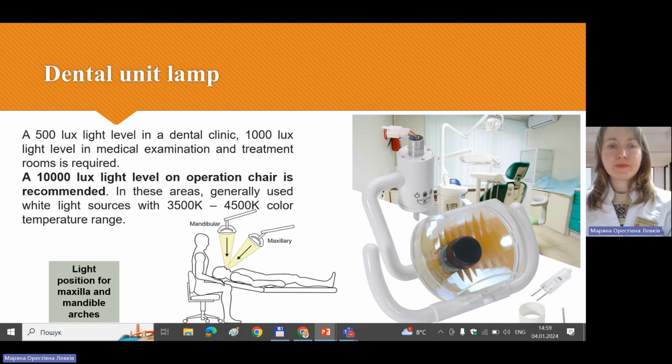Dental unit lamp. A 500 lux light level is required in a dental clinic, and a 1000 lux light level in medical examination and treatment rooms. A 1000 lux light level on the operation chair is recommended. In these areas, white light sources with a 3500 Kelvin to 4500 Kelvin color temperature range are generally used. So, a dental unit lamp. And this photo gives you information about light position for maxilla and mandible arches.